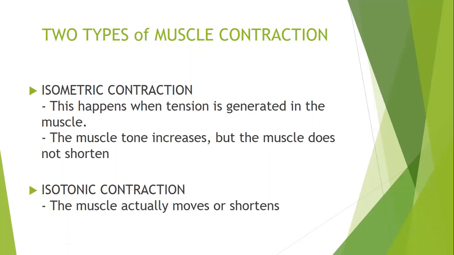When you do isotonic contractions, however, the muscle actually moves and it shortens. An example of this is when you flex your biceps brachii muscle, it shortens and contracts. But when you extend it, it relaxes and it becomes longer.